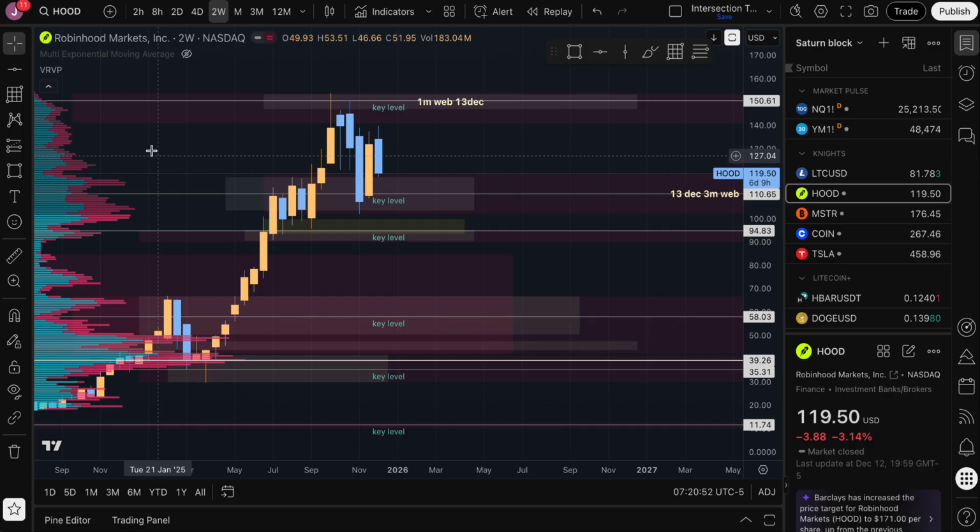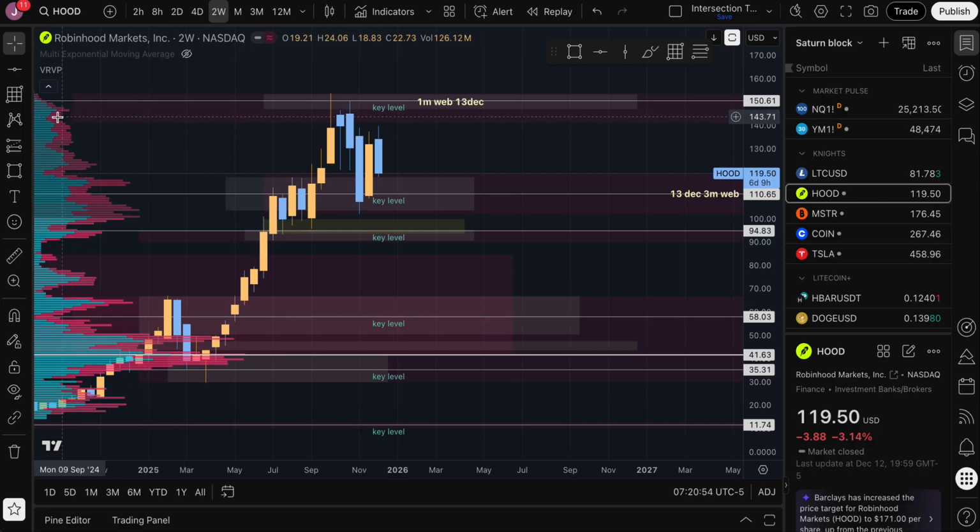What I'm generally looking for here is these valleys or these peaks. Key levels should in some way, shape, or form be aligning with those. So that's pretty close to this valley. Pretty spot on with the valley. This thicker white line is the POC line, or point of control.